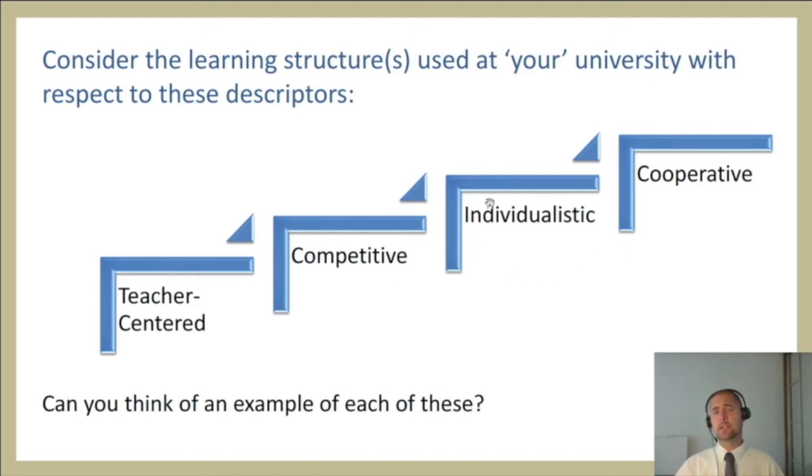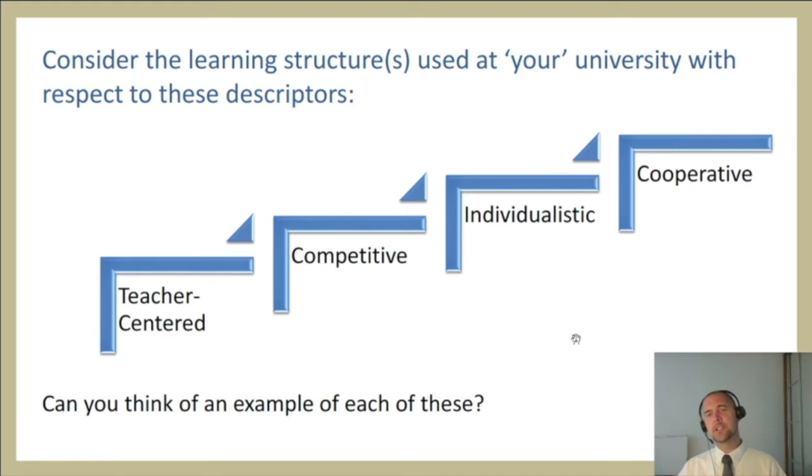An individualistic type learning structure might be one in which a student arrives to a large lecture hall with hundreds of students, sits down, takes notes from the lecture, and leaves, without having any interaction with any colleagues throughout the entire semester. Then you have a cooperative learning type atmosphere where students are engaged in activities, working together. There's a high level of communication between students and teacher, students and students engaging with the actual content.